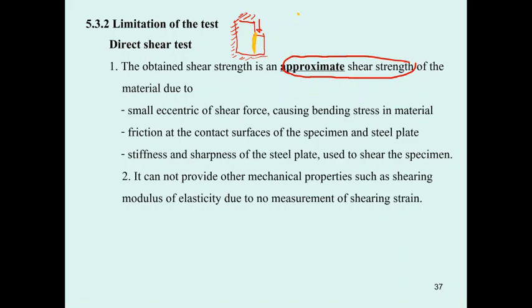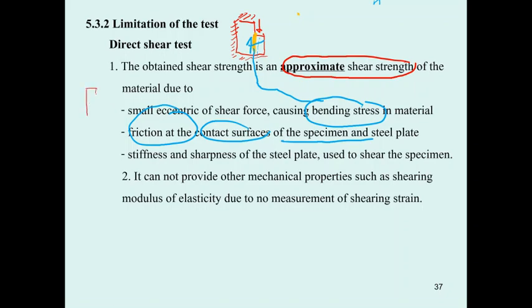Okay, and then we also have the shear that occurs over here. So there is some eccentricity about here that causes some bending stress on the material, and it may have some effect on the obtained shear stress. Also, there is some friction on the contact surface of the specimen. For example, when you test the steel, you have a plate like this, and you also have a plate like this.